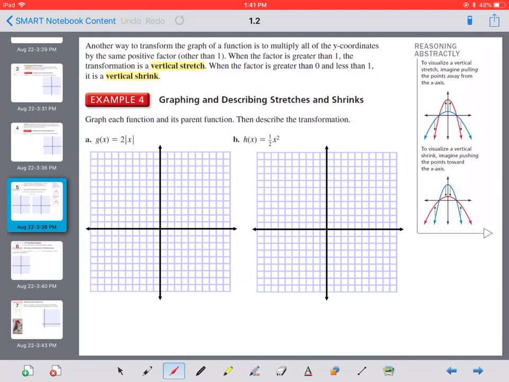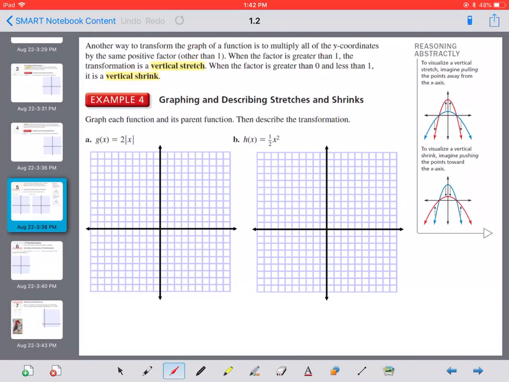So if you use a number greater than 1, or the absolute value of a number greater than 1, then it's going to be a stretch vertically. It's like you're pulling on the top of that graph and you're stretching it, which is going to make it look more, it's going to skinny up. It's going to get more skinny.